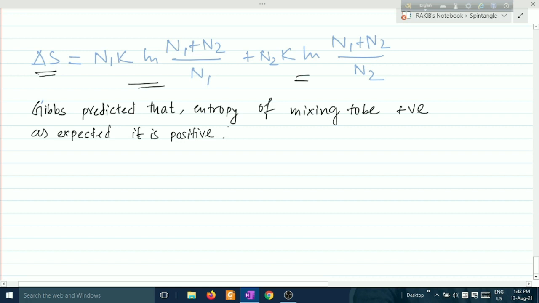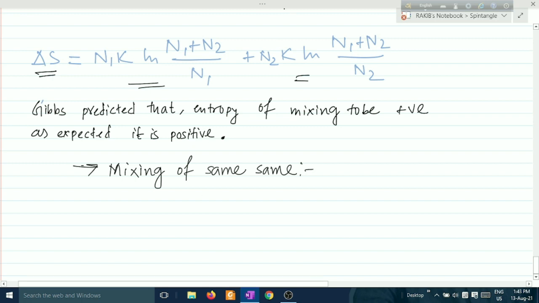Up to this thing our expression is okay to deal with. Okay, but mixing of same gas, we have taken two different gases in the very initial of our problem. Therefore, mixing of same gas, what is the mixing of same gas?